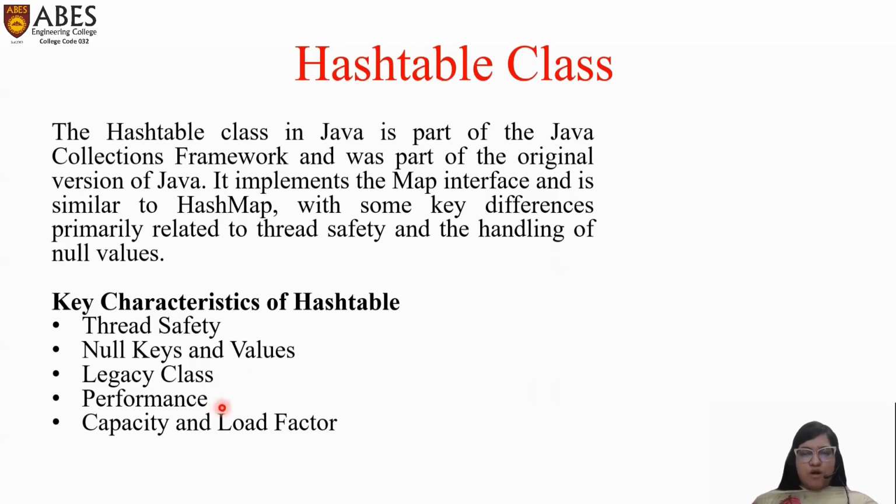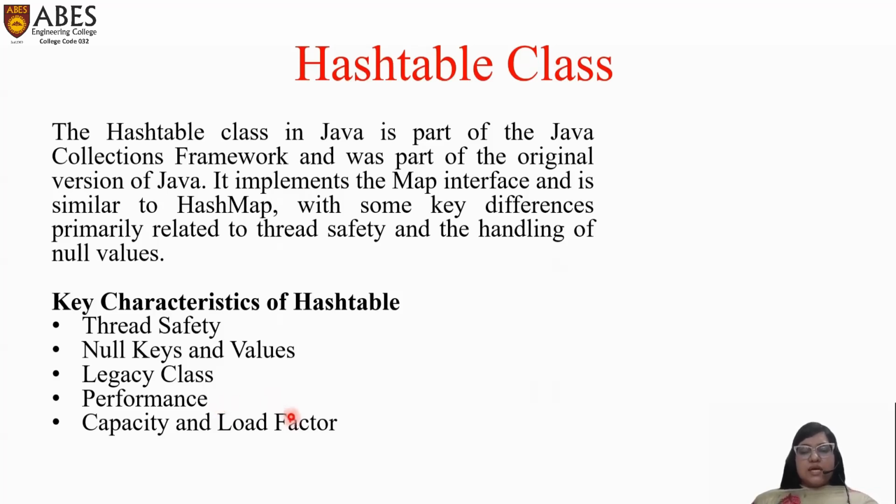Next, we have performance. Due to synchronized methods, Hashtable can be slower than HashMap in single-threaded or read-mostly environments. The overhead of acquiring and releasing locks for every method call adds latency. For high concurrency scenarios, we can say that ConcurrentHashMap offers better performance and scalability.